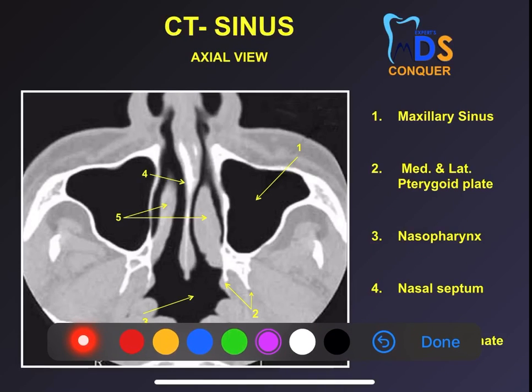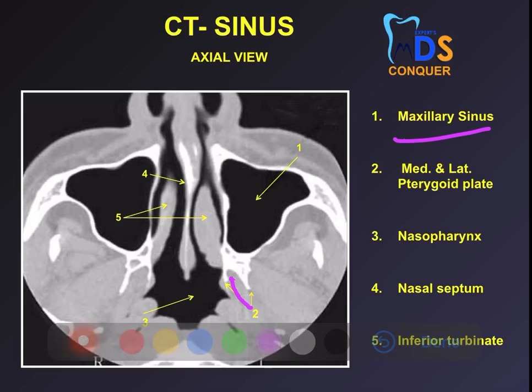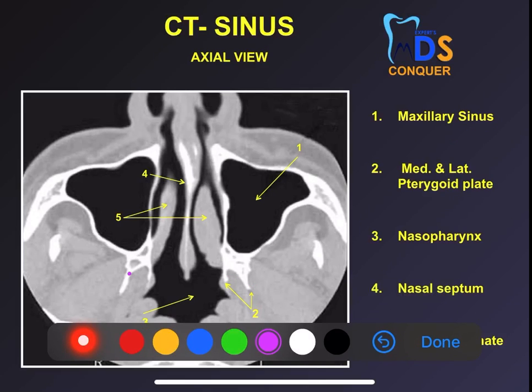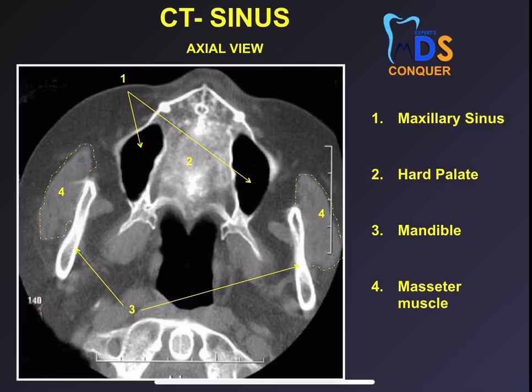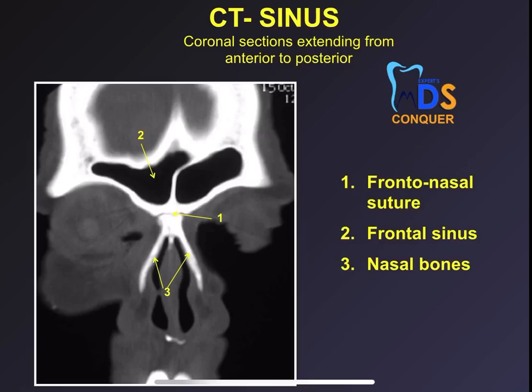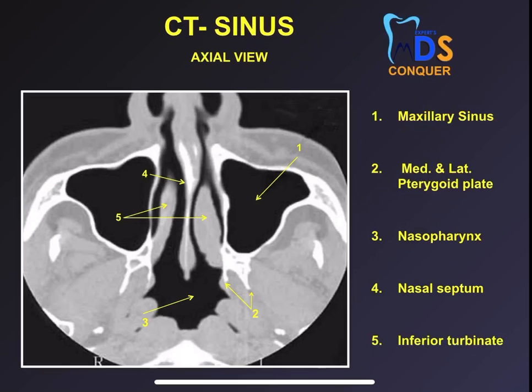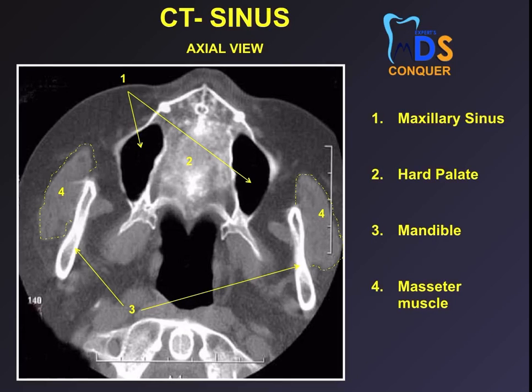Next, the maxillary sinus is very easy to identify because it's pyramidal in shape. This is the maxillary sinus and these are the pterygoid plates. The third one is the nasopharynx. The fourth one, which is present in between, dividing the two nasal cavities, is our nasal septum, and the fifth one is the turbinates. Just have a look at the maxillary sinus and the pterygoid plates and the nasal septum, that is more important.